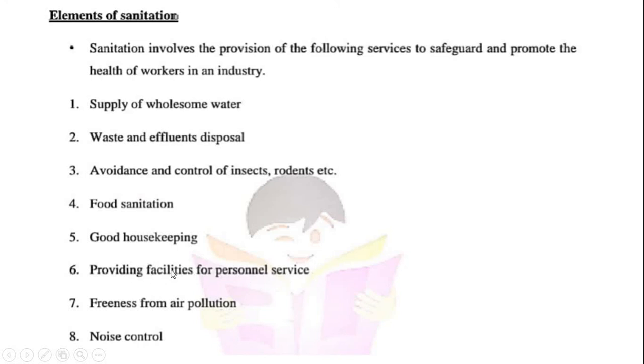Anyway, now we are all following because of COVID-19. In this pandemic, all are having awareness of this kind of elements. Then freedom from air pollution, even noise pollution, right? Air pollution and noise pollution, everything is very important. That's why the company has to take care of all those elements. This is one element of sanitation.